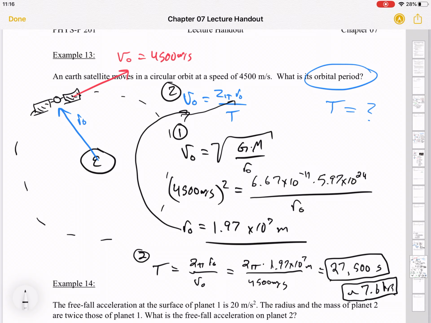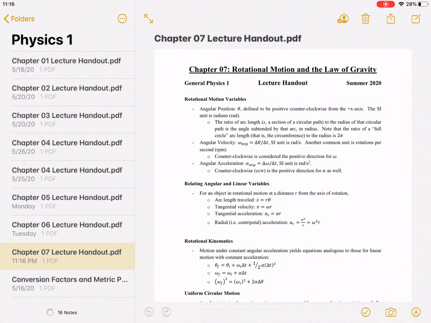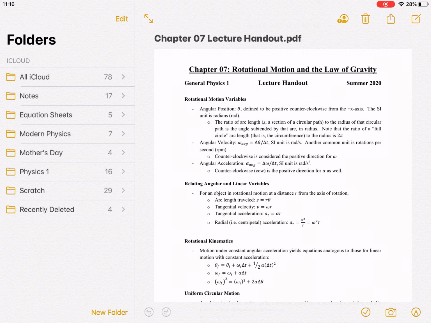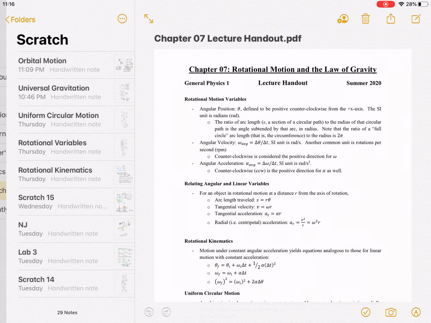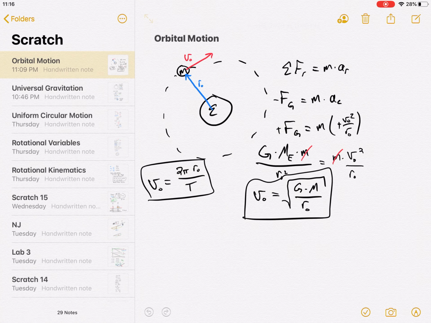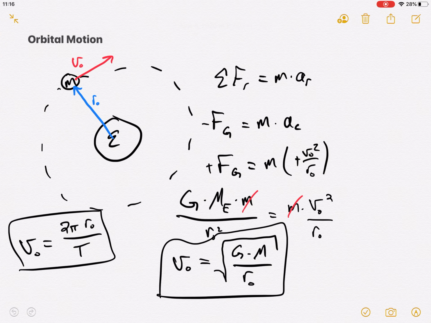Okay. Okay, that's great. Let's do something else. What else can we talk about for orbits? I am so glad you asked. Okay.